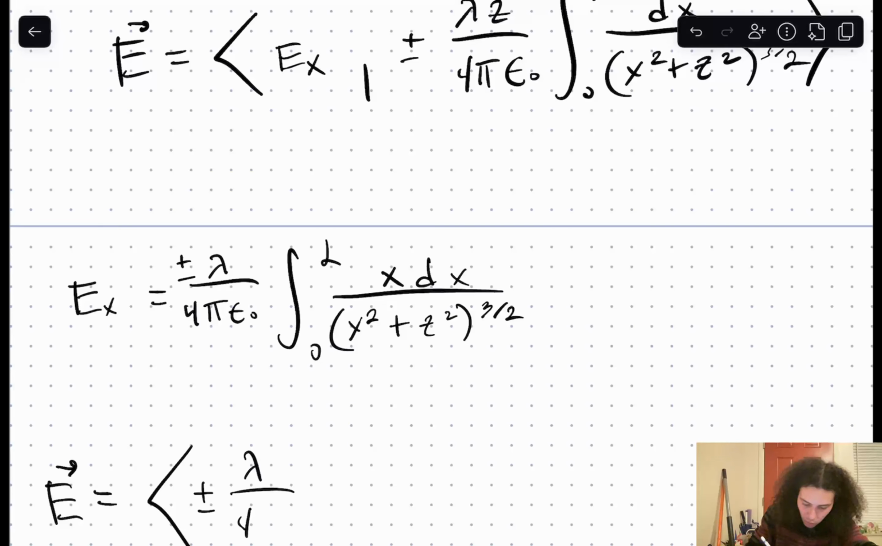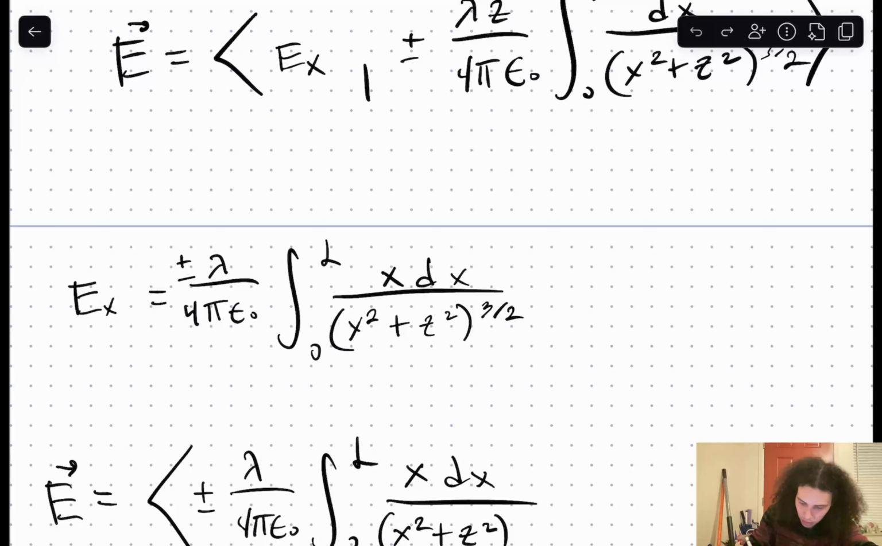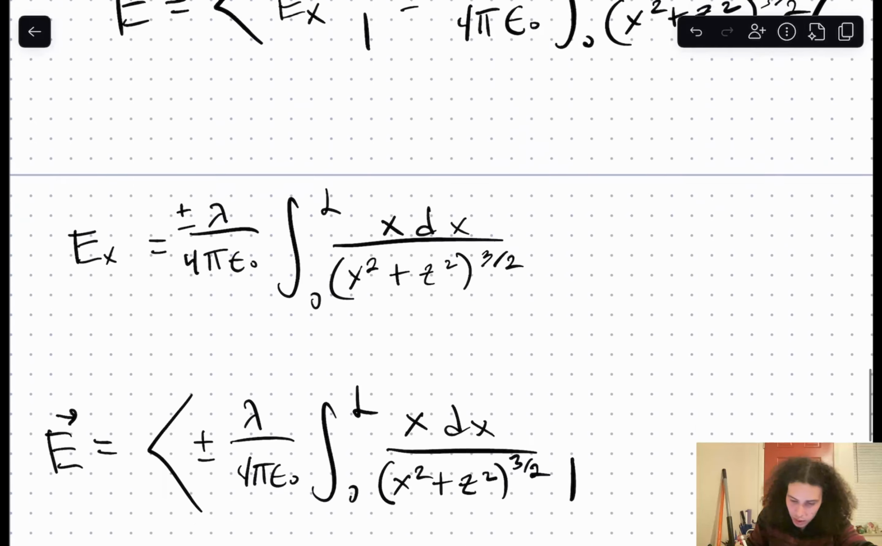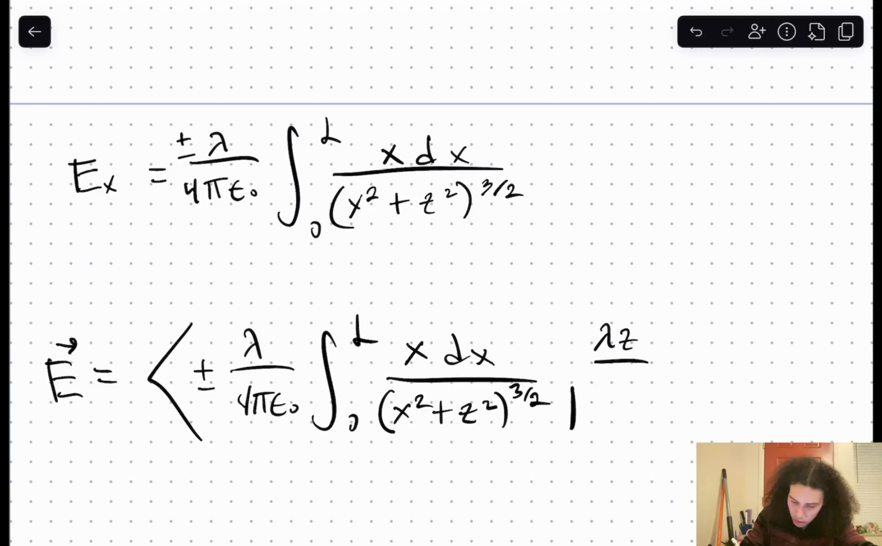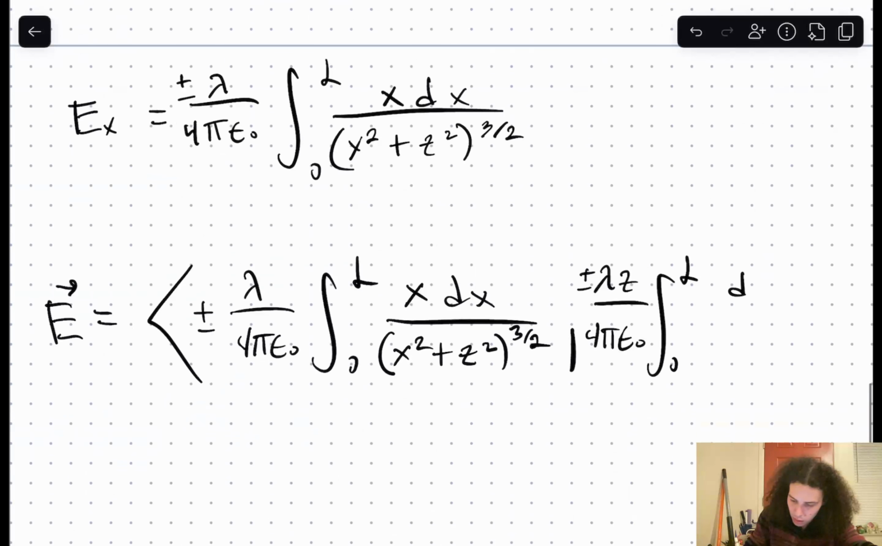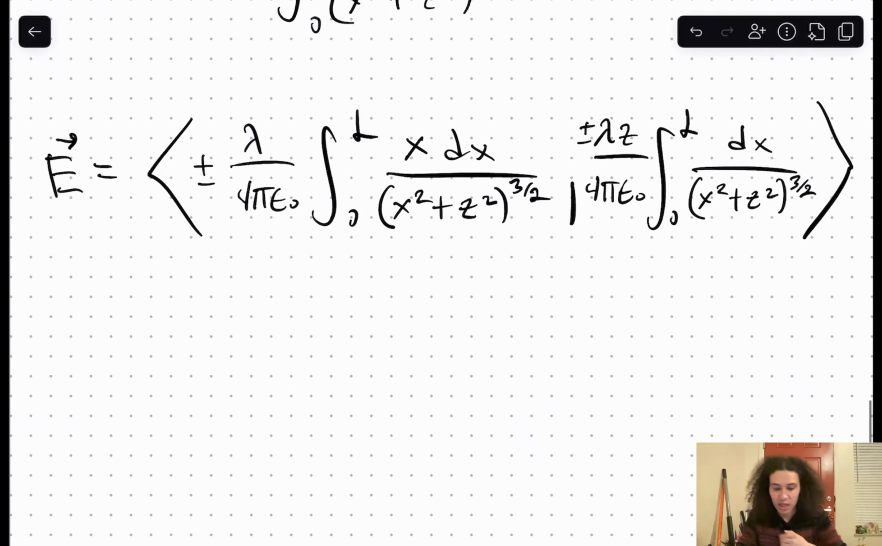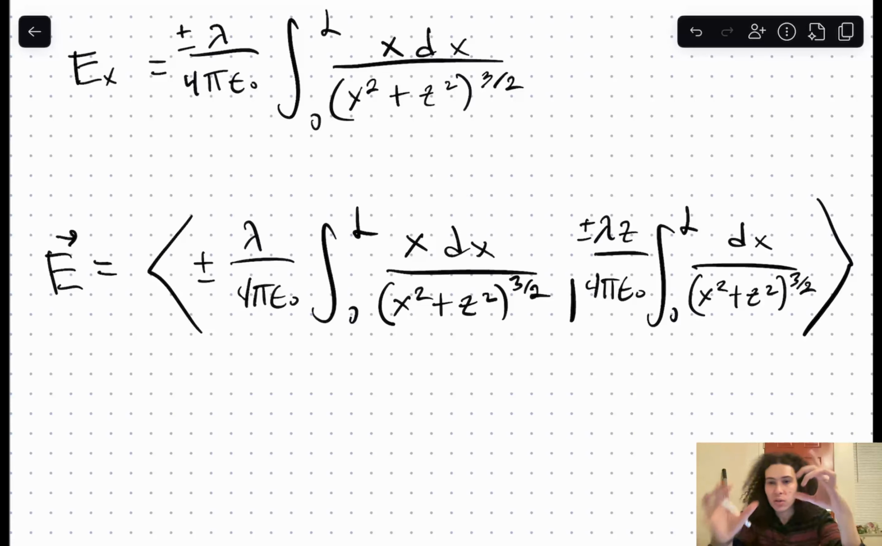Plus or minus lambda over 4 pi epsilon naught, integral from 0 to L of x dx over (x squared plus z squared) to the 3/2. Now you put a little parentheses, and then you put this other equation in there: lambda z, plus or minus, over 4 pi epsilon naught, integral from 0 to L of dx over (x squared plus z squared) to the 3/2, and we close it. And this is our vector equation, still in this integral form.